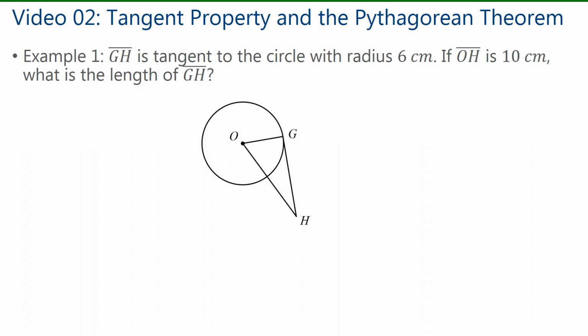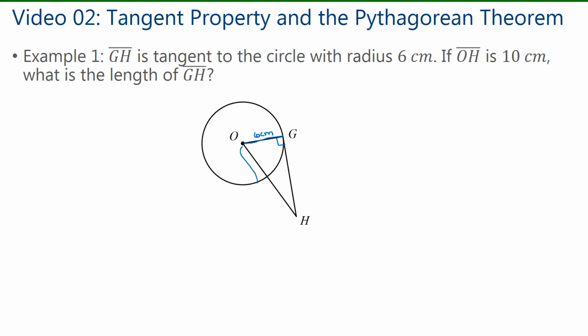So example 1: line segment GH is tangent to the circle with a radius of 6 centimeters. If OH is 10 centimeters, what's the length of GH? Knowing that GH is tangent, we can mark that angle as 90 degrees. If the radius is 6 centimeters, that would be this distance here, because the radius is from the center of the circle to the outside edge.